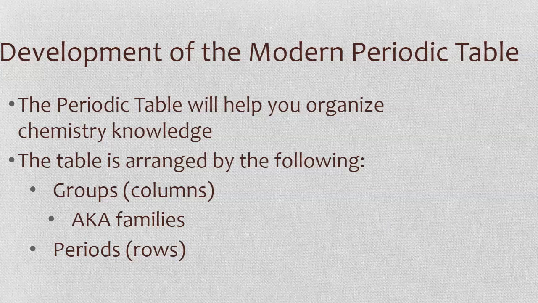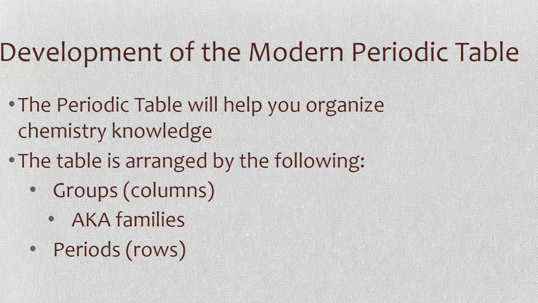It's really important. If you understand how to properly read the periodic table, you will basically have a key to understanding chemistry. It's amazing. So the table is arranged in two things: groups or columns. Those are the things that go up and down. So when you're looking at the periodic table, the up and down are groups or columns. These are known as families. Periods or rows go across.